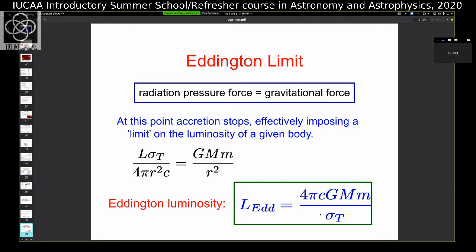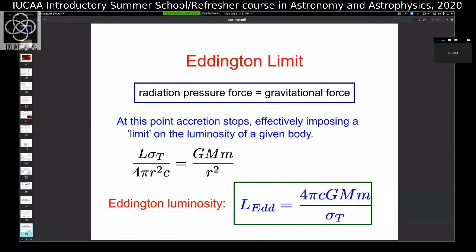the Eddington luminosity. Once these two forces are equal, at this point accretion essentially stops, effectively imposing a limit on the luminosity. And this limit on the luminosity is the Eddington limit, which is given by 4 pi c G M m divided by sigma t. Here capital M is the mass of the object which is accreting, and small m is the mass of the material which is being accreted onto the mass capital M.